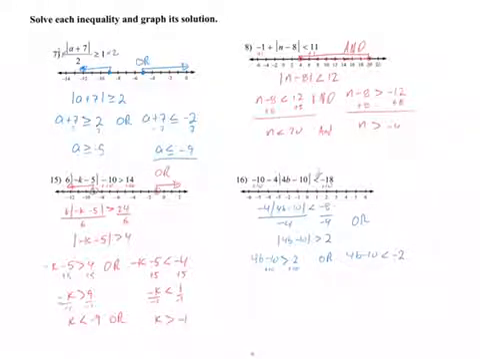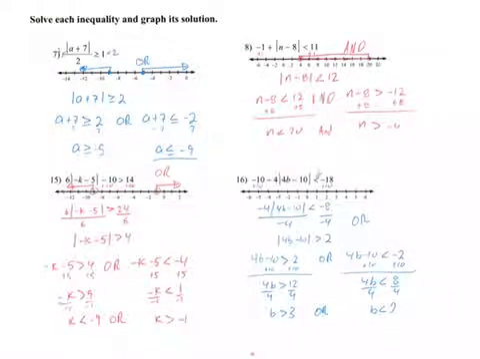Add 10. 4b is greater than 12. Divide by 4. b is greater than 3. Or add 10. 4b is less than 8. Dividing by 4. B is less than 2. So here is 3. Open circle, B is bigger than that. Here's 2. B is smaller than that.